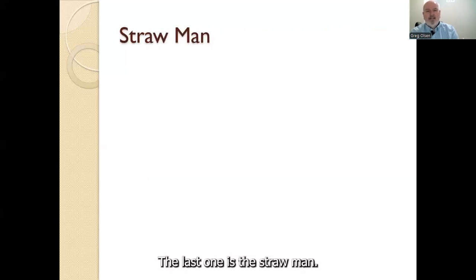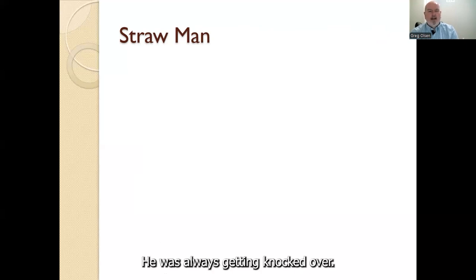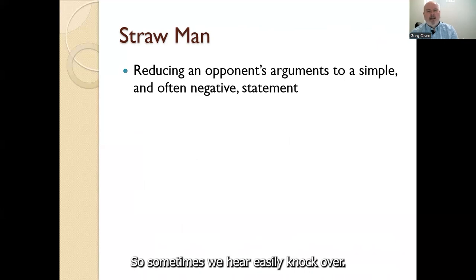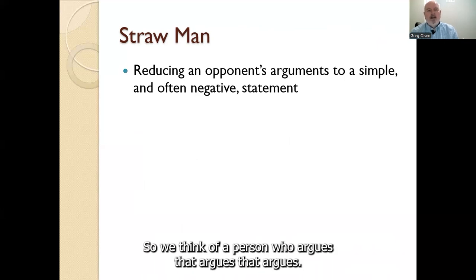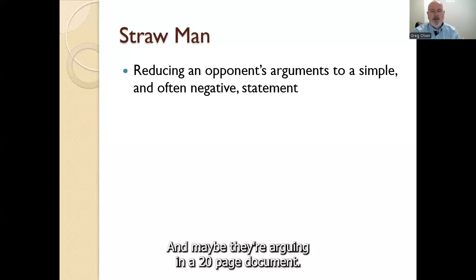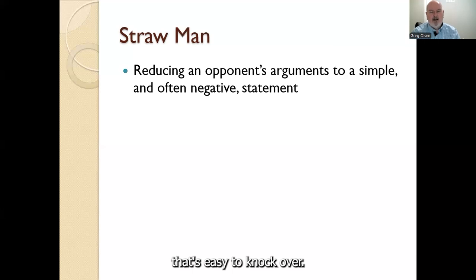Okay, the last one is the straw man. So we think of the straw man in The Wizard of Oz. He was always getting knocked over, and that's what a straw man is here. It's reducing an opponent's arguments to a simple and often negative statement. So it's something that we could easily knock over. So we think of a person who argues and argues and argues, and maybe they're arguing in a 20-page document, and we reduce that to one statement, a simple statement that's easy to knock over.